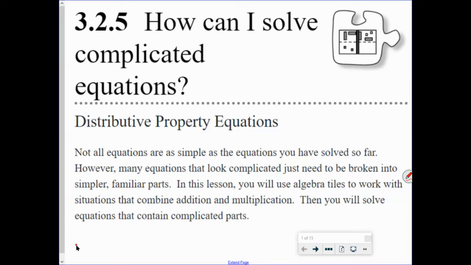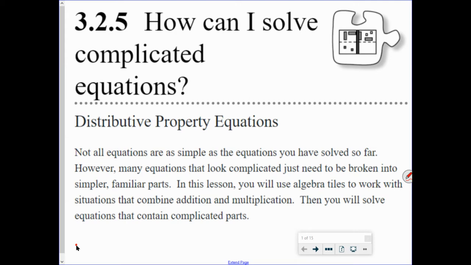3.2.5. How can I solve complicated equations? Distributive property equations. Not all equations are as simple as the equations you have solved so far. They can get more complicated. However, many equations that look complicated just need to be broken down into simpler, familiar parts.